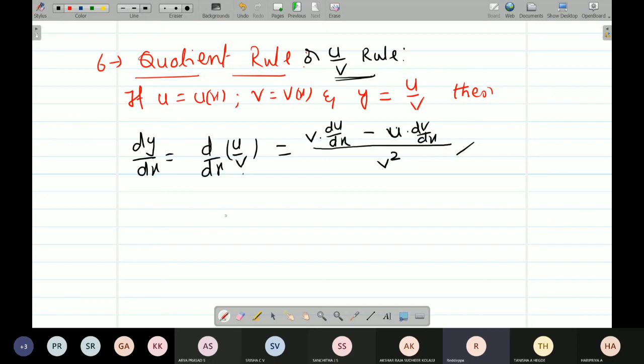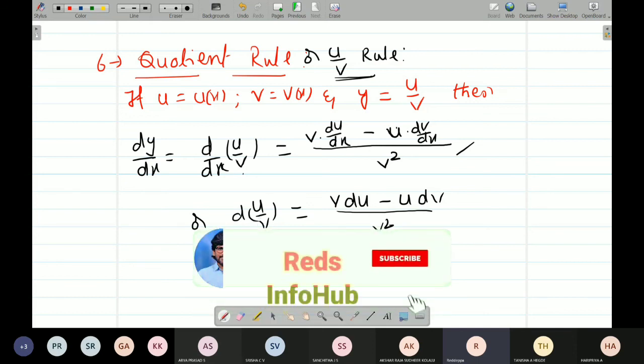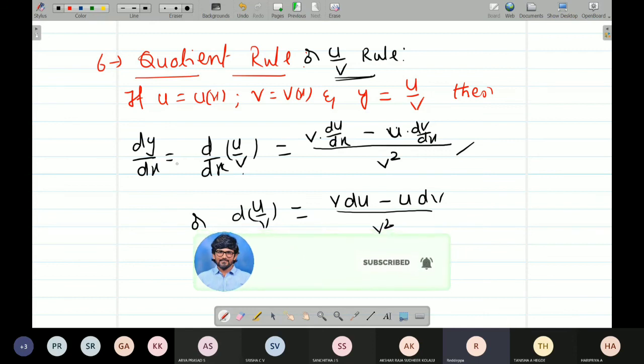d by dx of u by v is this. Otherwise, simply you can say d of u by v, meaning differentiation with respect to any variable, x or y or t or z or theta or whatever it is, you can take it like this, in a different way: v square into v du minus u dv. This way also. If you have d by dx, the differentiation should be with respect to x only. Otherwise, for any other parameters you are taking, you can take it this way. This is called what rule? Quotient rule. Take it down, everyone.